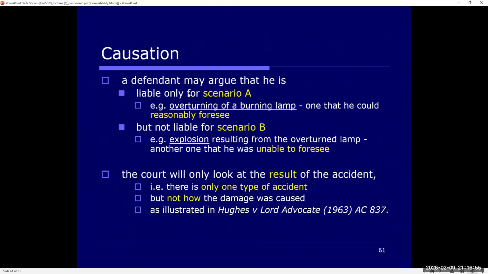So a defendant may argue that he is liable only for scenario A, but not liable for scenario B. For example, overturning a burning lamp, one could reasonably foresee, while an explosion resulting from the overturned lamp, one is unable to foresee. But the court only looks at the result of the accident. There is only one type of accident, not how the damage was caused. President Hughes and Lott advocate. This is another principle of causation.